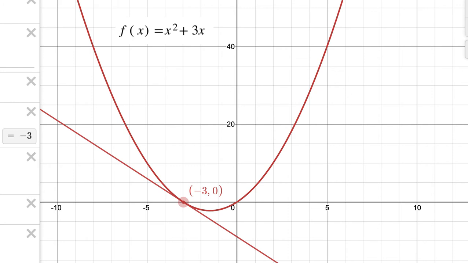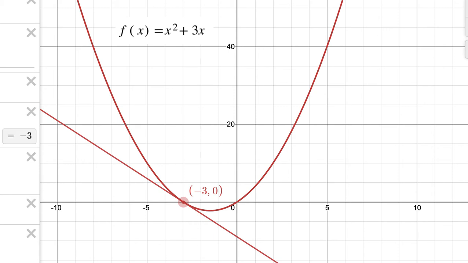The slope of that tangent line can be interpreted as the instantaneous rate of change at that particular value. You'll see the slope of that tangent line displayed off to the left in that little cell with the equal sign. So the slope of the tangent line to this curve at the point (-3, 0) happens to be -3, the same as the x-coordinate, which is purely an accident.